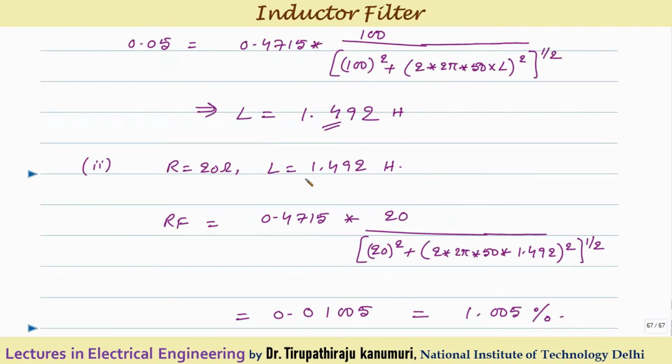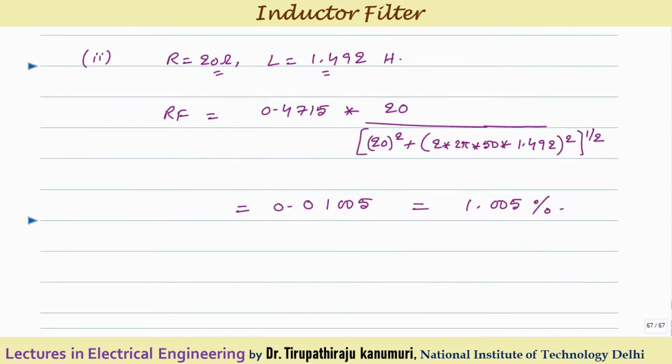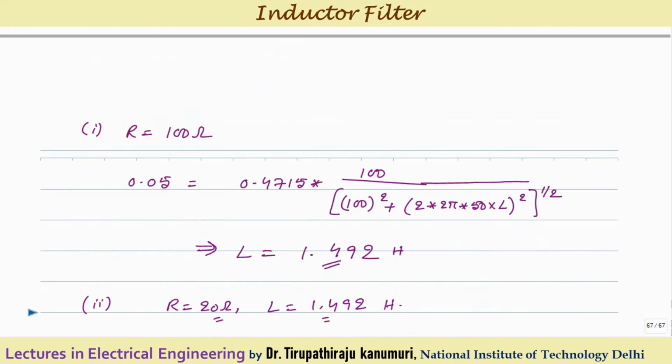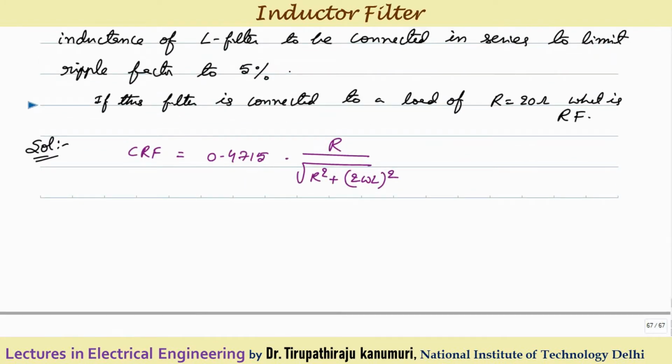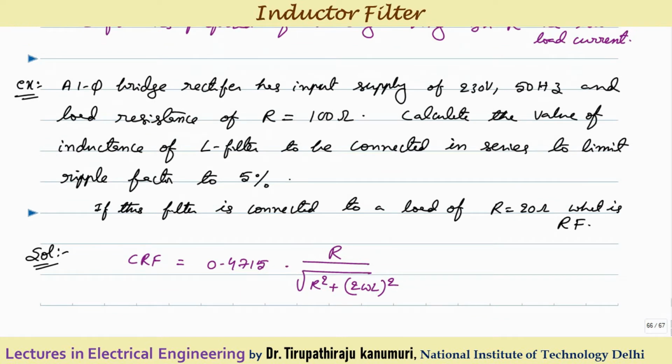In the second part, it is asked, for the same value of the L filter, if the resistance is decreased to 20 ohms, what will be the ripple content in the output? Again, I calculate the ripple factor: 0.4715 into R, which is 20, divided by 20 square plus 2 into 2 pi into 50 into this L, 1.492, whole square, whole to the power of 1 by 2. When I calculate it, I got 0.01005, or this is nothing but 1.005%. You can see the ripple factor is so much decreased for a given filter if the resistance is less. For a given inductance, the lesser the impedance of your load, the better the performance of your circuit. That is the advantage of this.